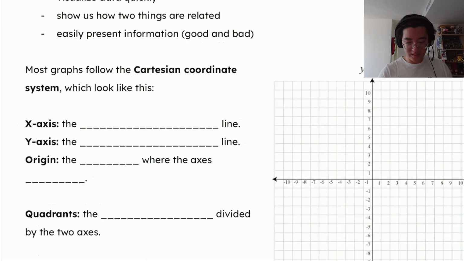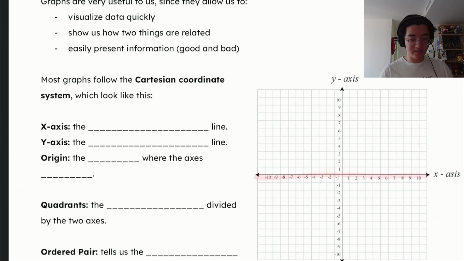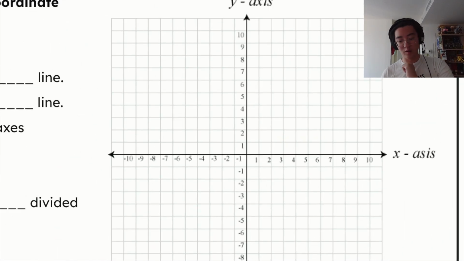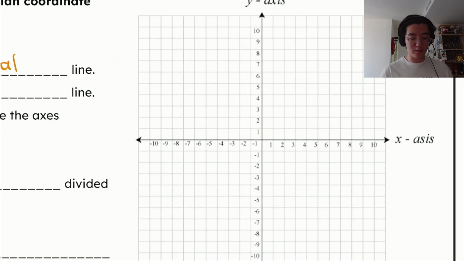And of course, the x-axis is the horizontal line, whereas the y-axis is the vertical line. And the origin is the point where the axes cross. So it'll be this point right here. It'll always be at this point. The origin is always where the two big lines cross.